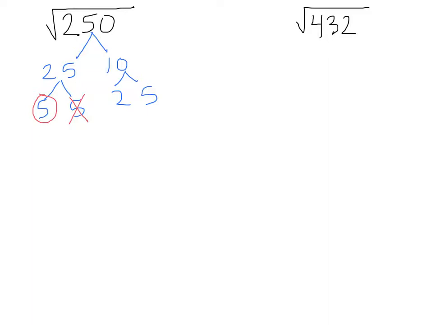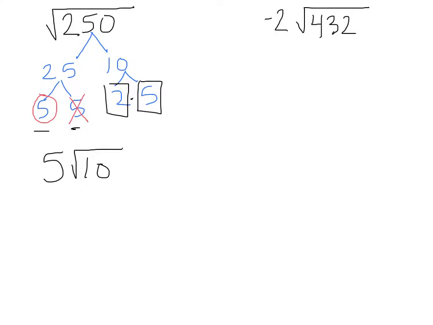Any number that is circled comes outside of the root. So this 5 comes on the outside. And then left on the inside of the root, I cross out this 5, so I don't include that anymore. But I still have left a 2, and I still have left a 5. Any numbers left within the root stay inside, and you multiply them together. So this would be 10. So that would be my final answer for simplifying the radical.